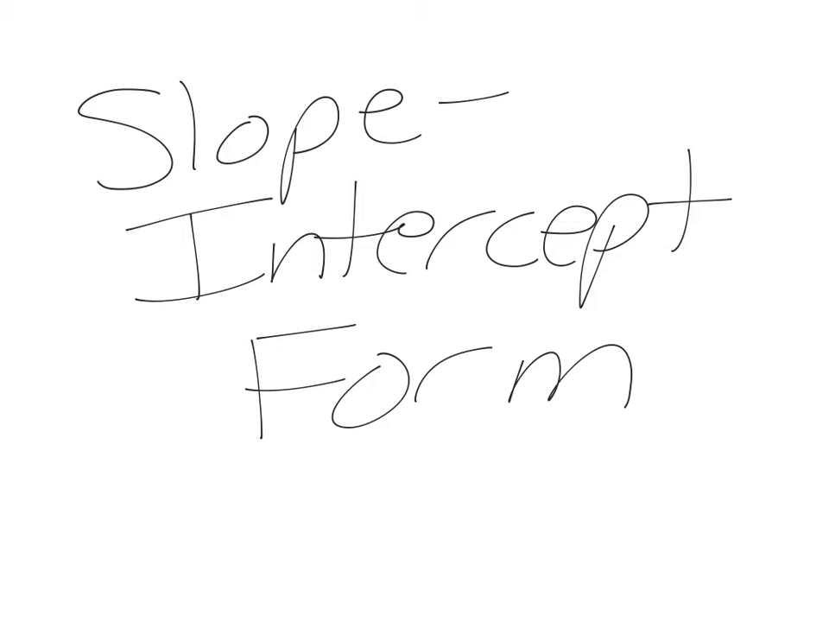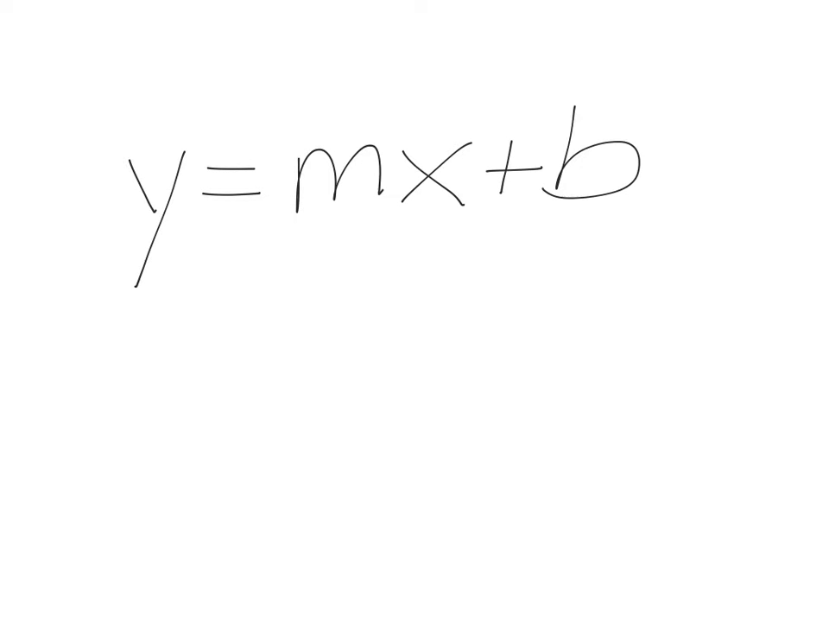But what we haven't done is gone backwards. We haven't written how to write an equation out. So today what we're going to look at is the first way, which is called slope-intercept form. Slope-intercept form is the form y equals mx plus b. Y equals mx plus b.